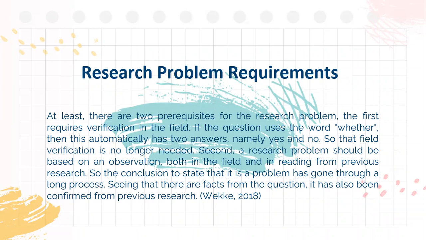And second, a research problem should be based on observation in the field and on reading of previous research. So the conclusion is that the state that is a problem has gone through a long process, showing that there are facts behind the question. It has also been confirmed by previous research, according to WK 2018.